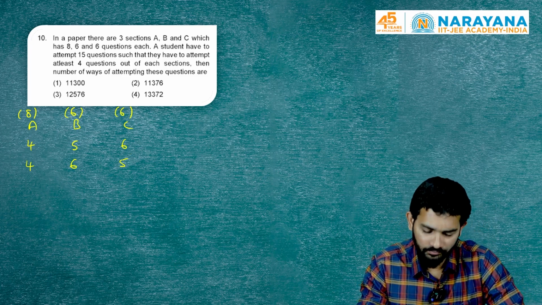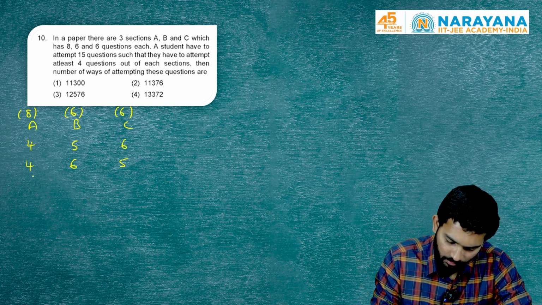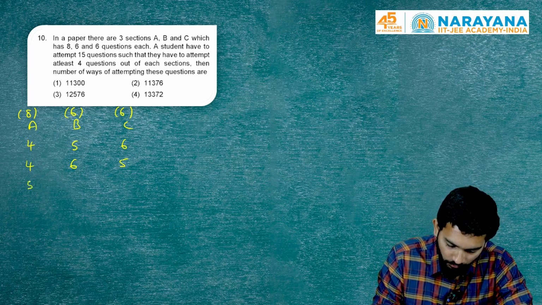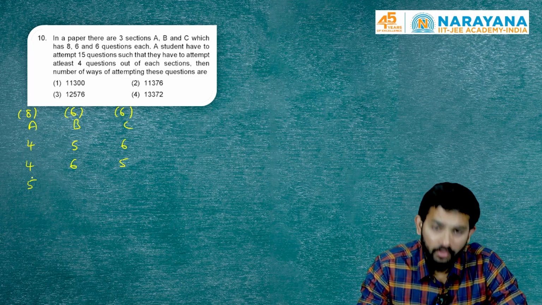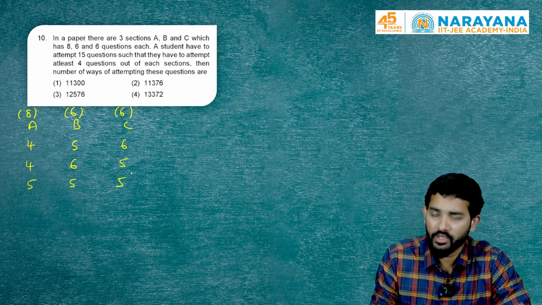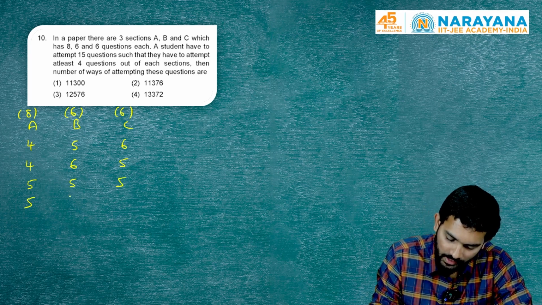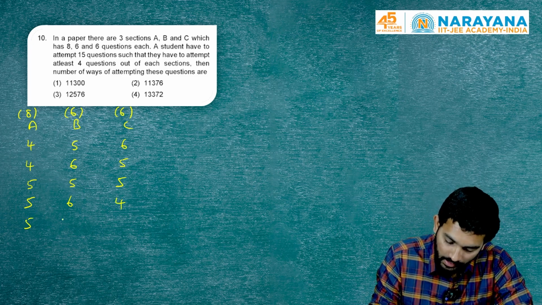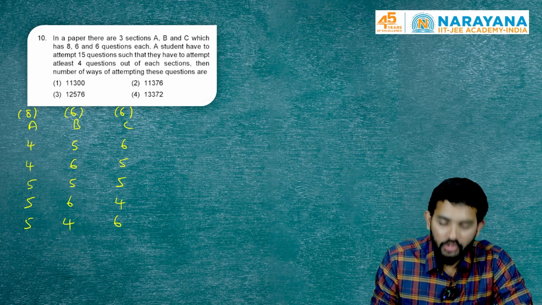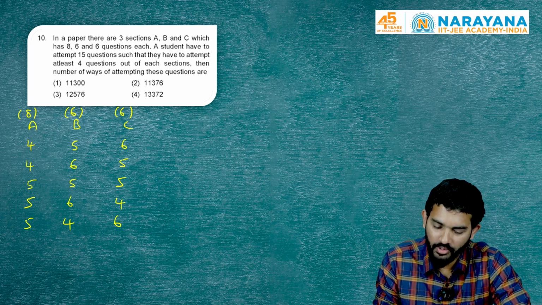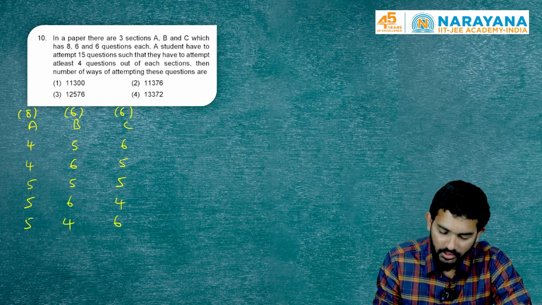I cannot take 7. So next, if I am going to the case of 5 from A, the next least number will be 5, and 5, 5, 5 I can take. If I am taking 5 here, I can take 6 here, I can take 4 here, and I can take 4 here and 6 here. There are no other possibilities, because I cannot take 7 from B or C. So these are the only possibilities with 5.